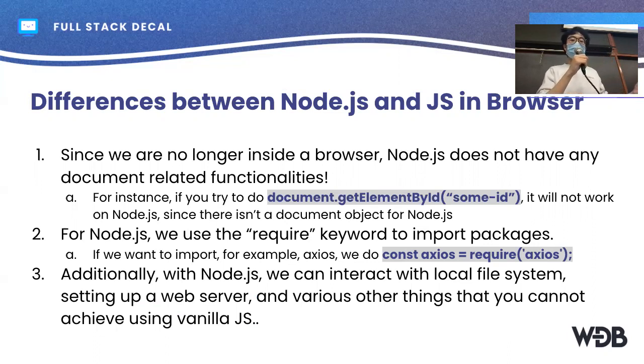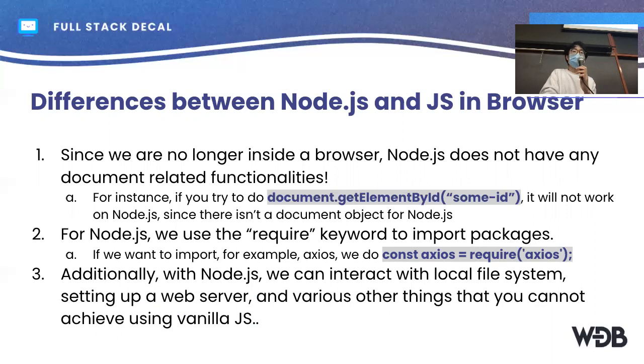This means that when we are using JavaScript inside Node.js, we do not have any document-related functionalities. That's because we don't really have a browser window, and the document-related functionalities all relate to the browser window. Since we don't have it, we are not going to have any document-related functionalities. For instance, if you try to do document.getElementById followed by some ID, this should be pretty familiar. It will work in JavaScript on the browser, but it won't work on Node.js, because Node.js doesn't have the concept of a document object.